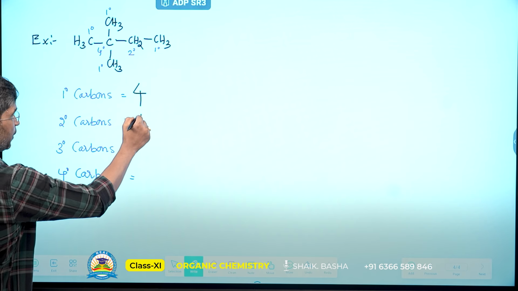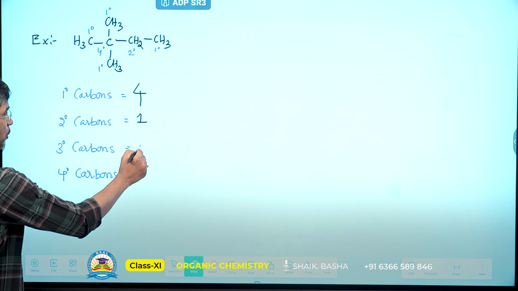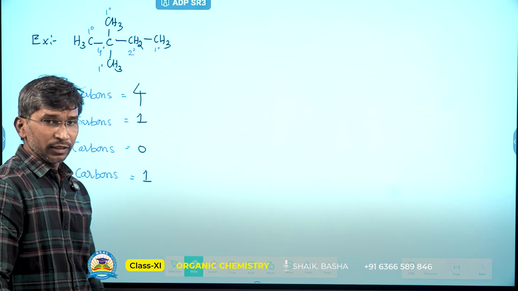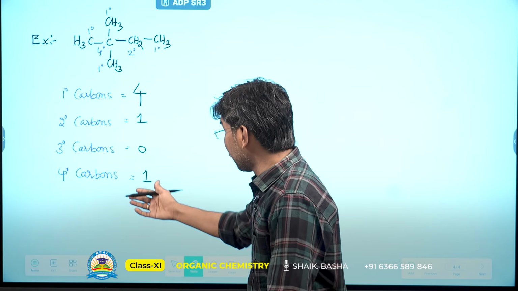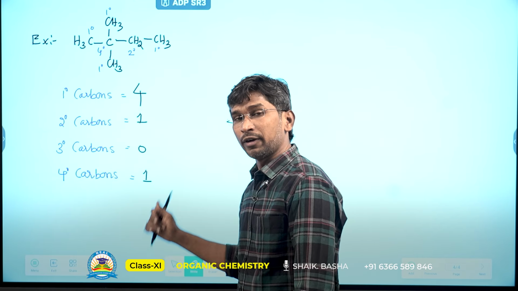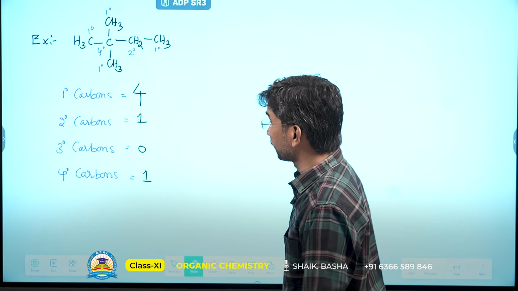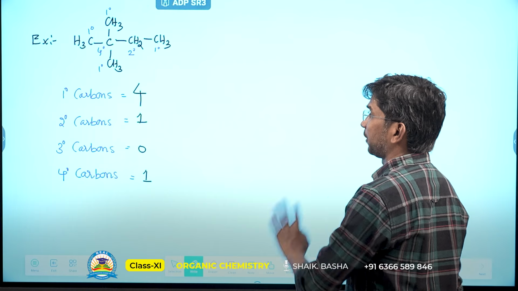Secondary carbon atom 1 is there. Tertiary is 0, there is no tertiary carbon. Then quaternary carbon atom 1. So in this, number of quaternary carbon atoms, how many? Only one. How many types of quaternary carbon atoms are there? Only one, because the number of carbon atoms is only one.